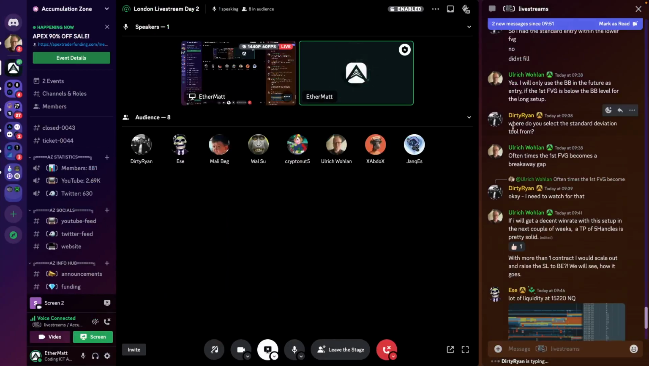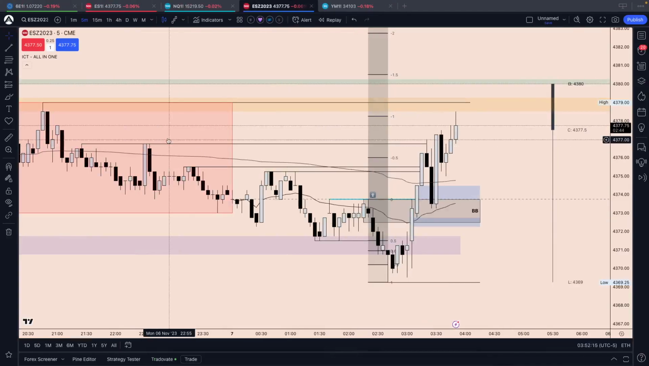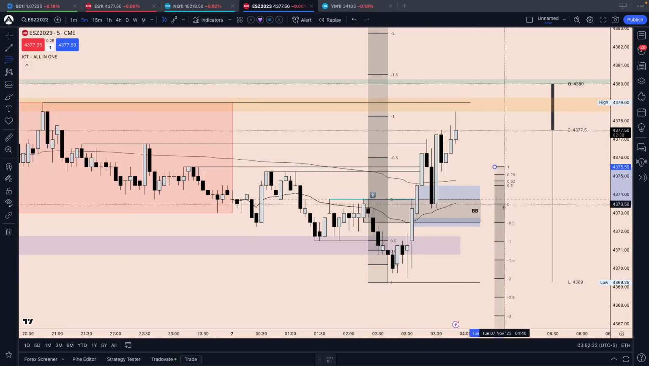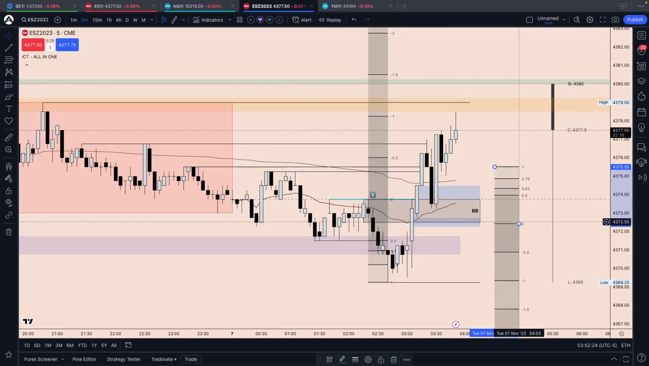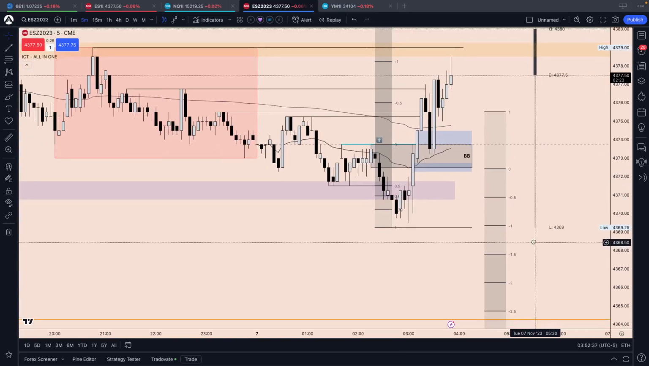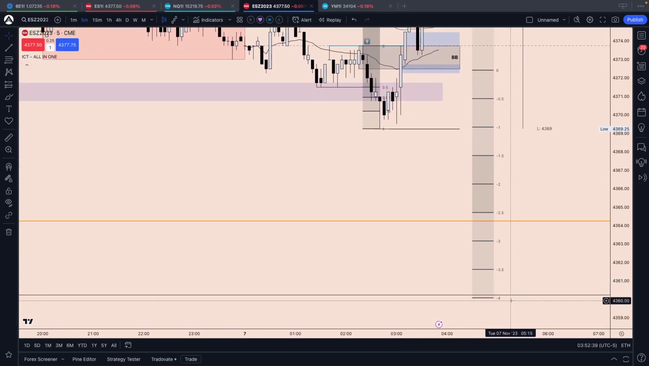Let's see. The standard deviation tool is from the regular Fibonacci retracement right here. Fibonacci retracement and then a measure from the low to high with these settings right here. Can disregard those, those are for the retracement. You just want to measure standard deviations. You have 0.5, 1, 1.5, 2, 2.5, 3, 3.5, and 4.